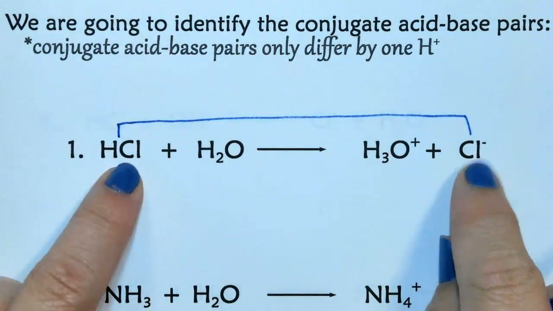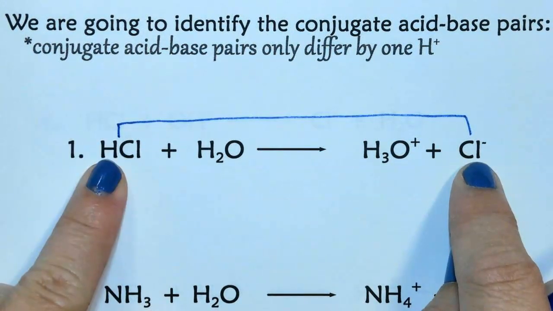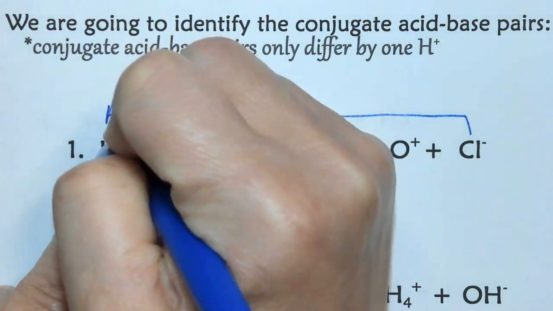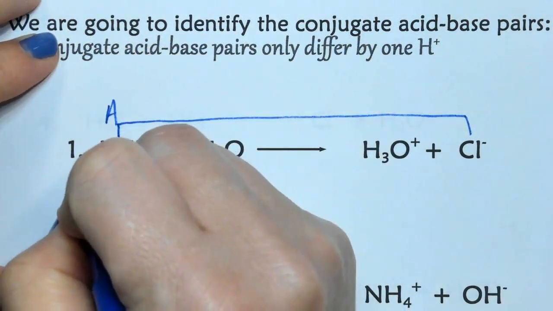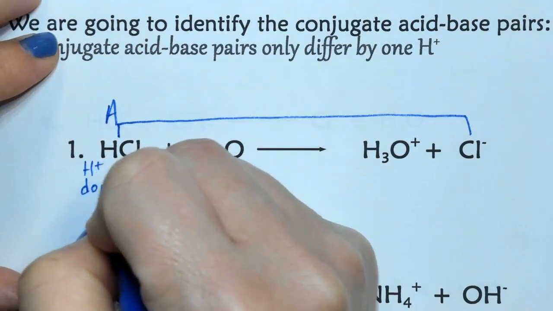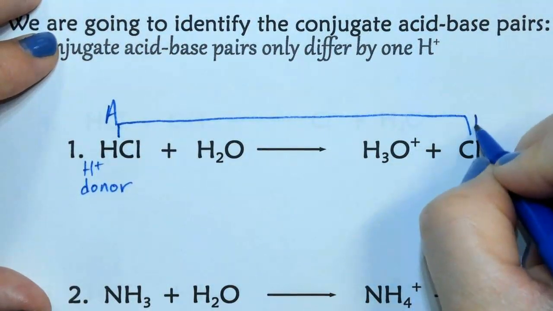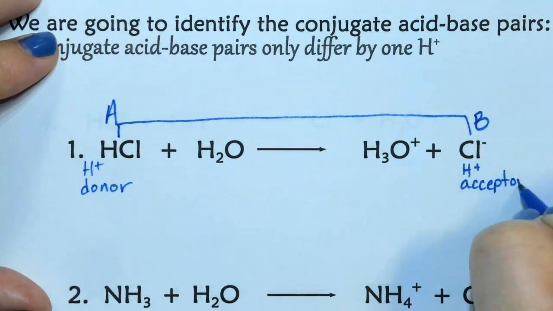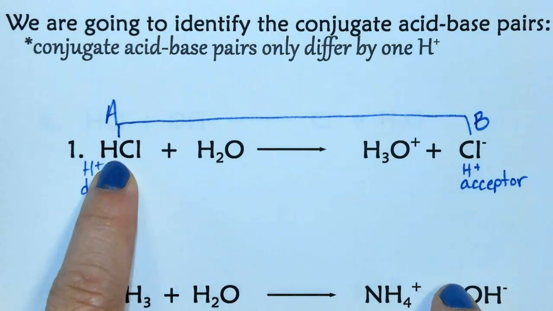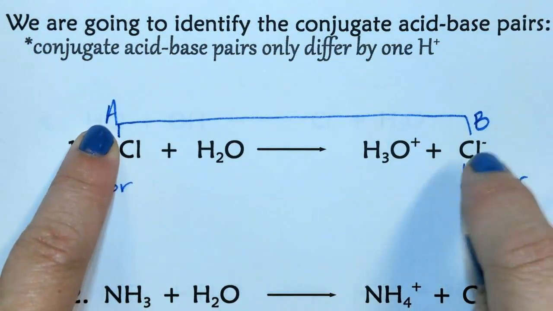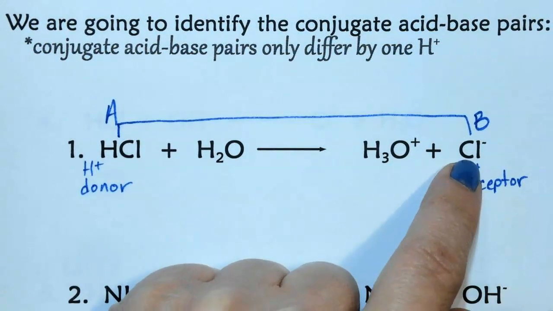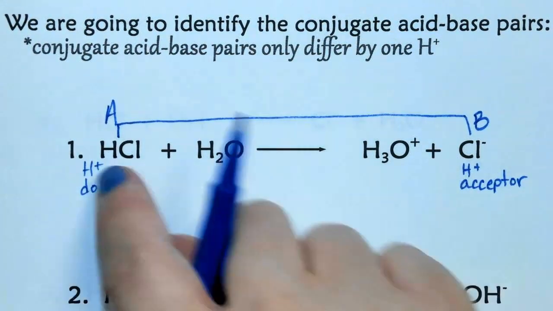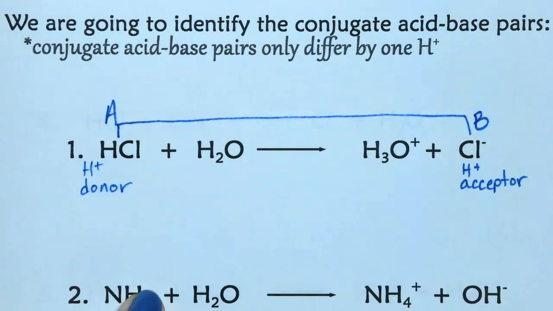Now, who's the acid? Who's the base? Well, the one with more hydrogens is able to donate a hydrogen. So this is going to be my acid, which is the hydrogen donor. And this is going to be my base, which is the hydrogen acceptor. So if this donates a hydrogen, it's going to lose a hydrogen and it's going to become this. If this accepts a hydrogen, it's going to gain a hydrogen and then become this. So that's how they are conjugates of each other.